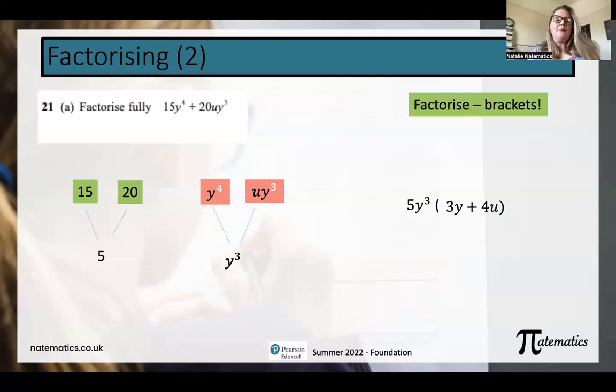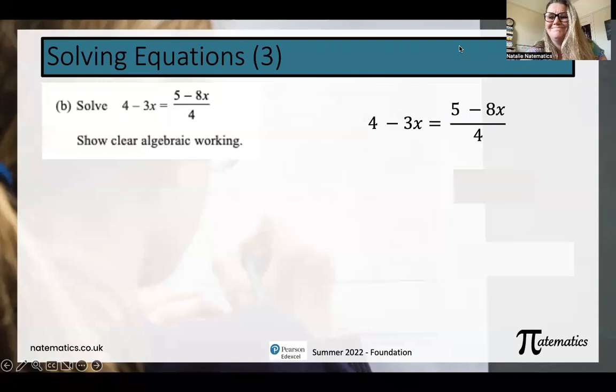So what I'm going to do now, as always, I'm just going to start pausing it. So I'm just going to pause recording, and I'm going to find this. This is the solving equations question that I was talking about earlier on.